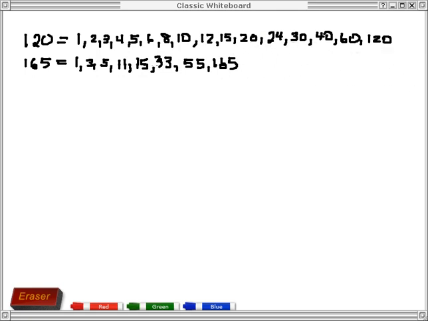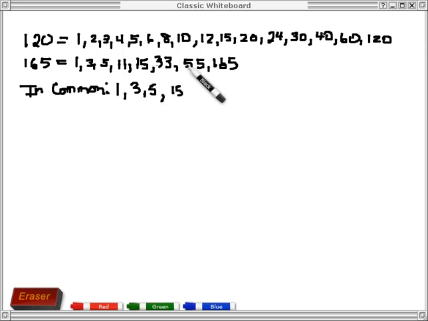60, and 120. For 165, 1 goes into 165 times, 3 goes into that 55 times, 5 goes into that 33 times, and 11 goes into it 15 times. So then I just want to make the list of all the factors they have in common. So I see we certainly have 1 in common. They have 3 in common, 5, 11, no, I do have a 15 in both.